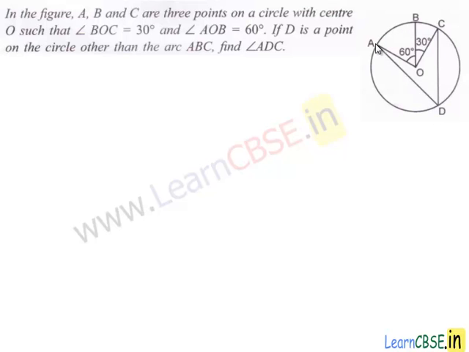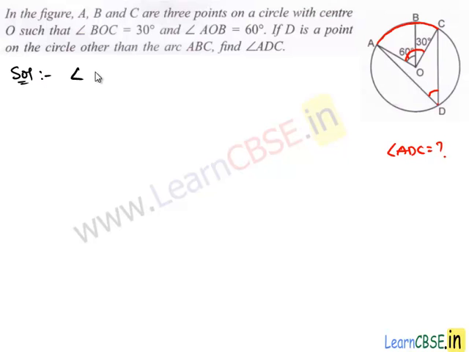If you look at the figure, ABC is an arc and it subtends 2 angles. It subtends angle at the center, that is angle AOC, and at point D, that is angle ADC. Here we have to find ADC. How do we find it? We know that the angle subtended by the arc at the center of the circle is equal to 2 times the angle subtended by the same arc on the remaining part of the circle. So let's solve the problem.